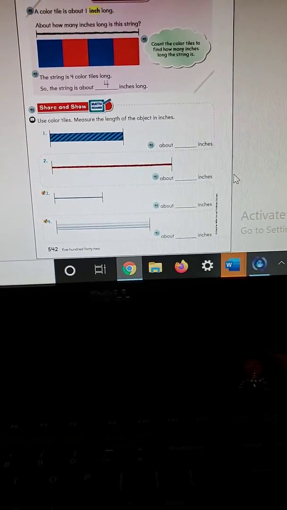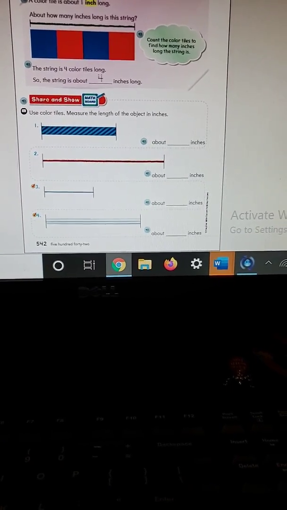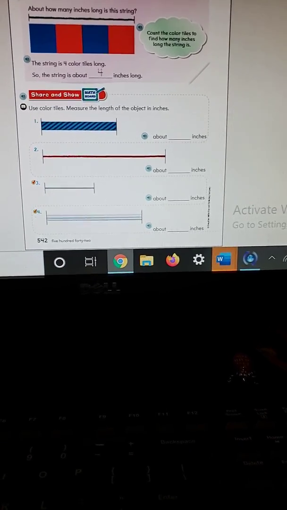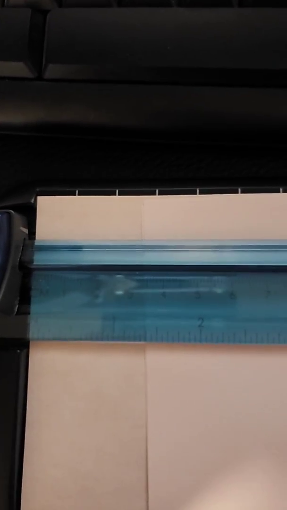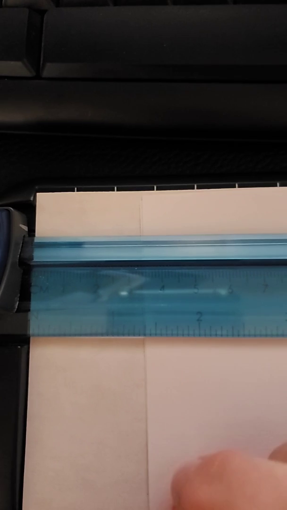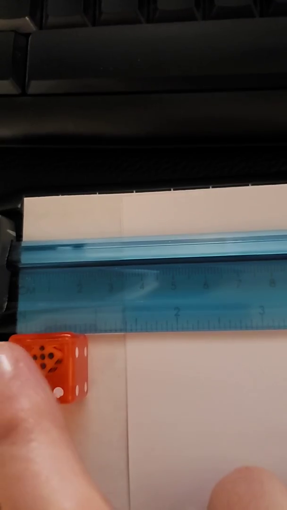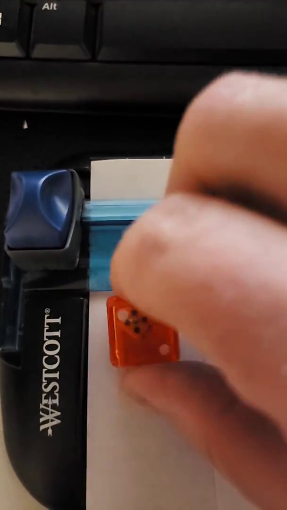Now, I know you're at home and you probably don't have tiles, okay? This is also a place where you can be creative and find something around the house that's about 1 inch long. And if you want to take it and compare it on a ruler, which I have here, okay? I don't know if you can see it clearly or not. So this is 1 inch right here from the edge to this 1 inch mark. And I think my die is a little less than 1 inch, so I couldn't use this as an inch measure.